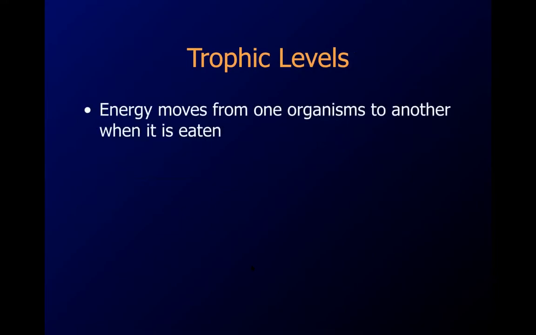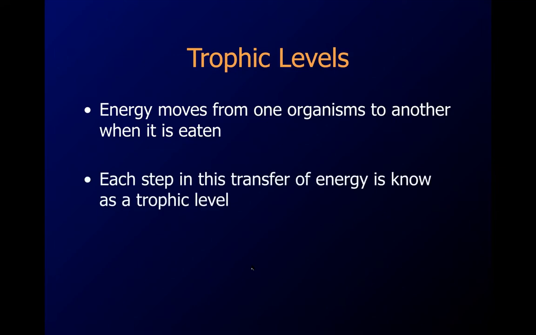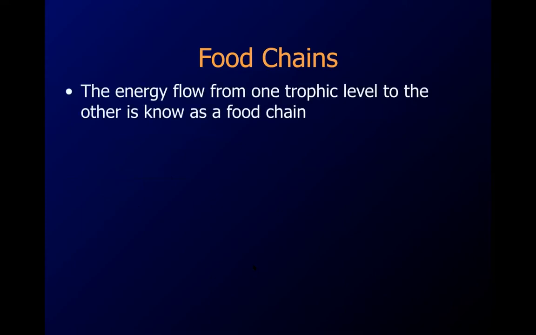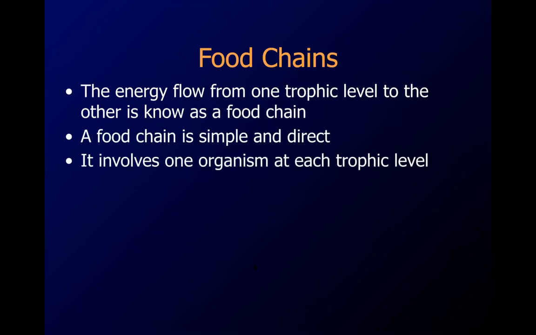Trophic levels. Now, when we talk about trophic levels, we're talking about energy moved from one organism to another when it is eaten. Each step in this transfer of energy is known as a trophic level. The main trophic levels are producers, consumers, and decomposers. Food chains. The energy flow from one trophic level to the other is known as a food chain. A food chain is simple and direct. It involves one organism at each trophic level.